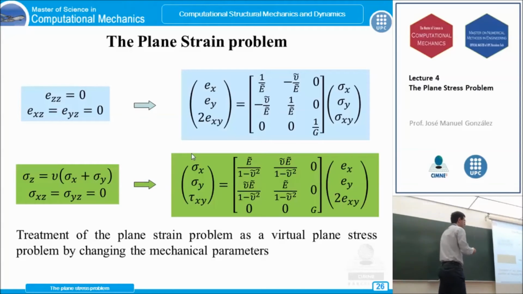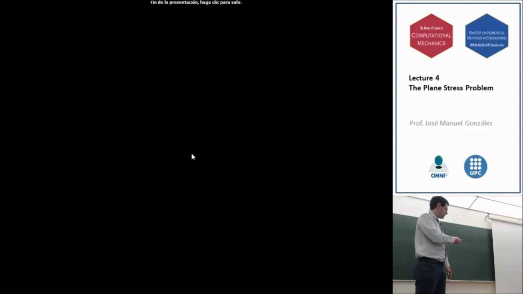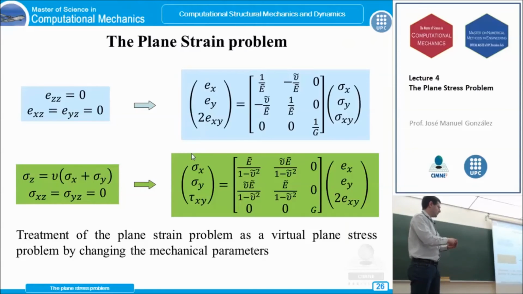So we can treat this plane strain problem as a virtual plane stress, simply changing the mechanical parameters, because all of the rest is the same: components, strains, stresses, governing equations, and so on. This is the usual treatment of the plane strain problem, which is quite common in simple simulations with finite elements. And I think this is everything for now.